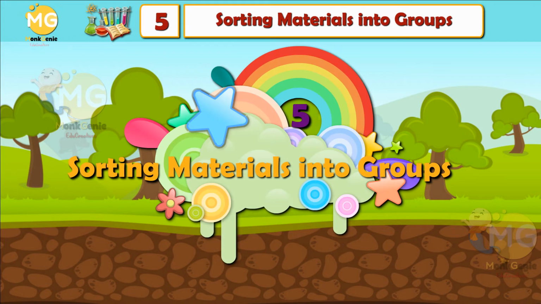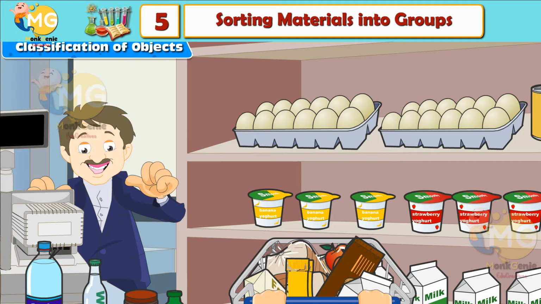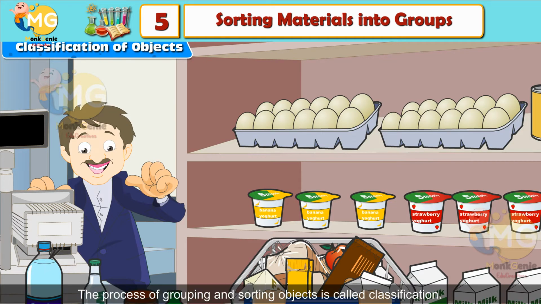Chapter 5. Sorting materials into groups. Classification of objects. The process of grouping and sorting objects is called classification. Classification of various objects can be done on the basis of their similarities and dissimilarities.